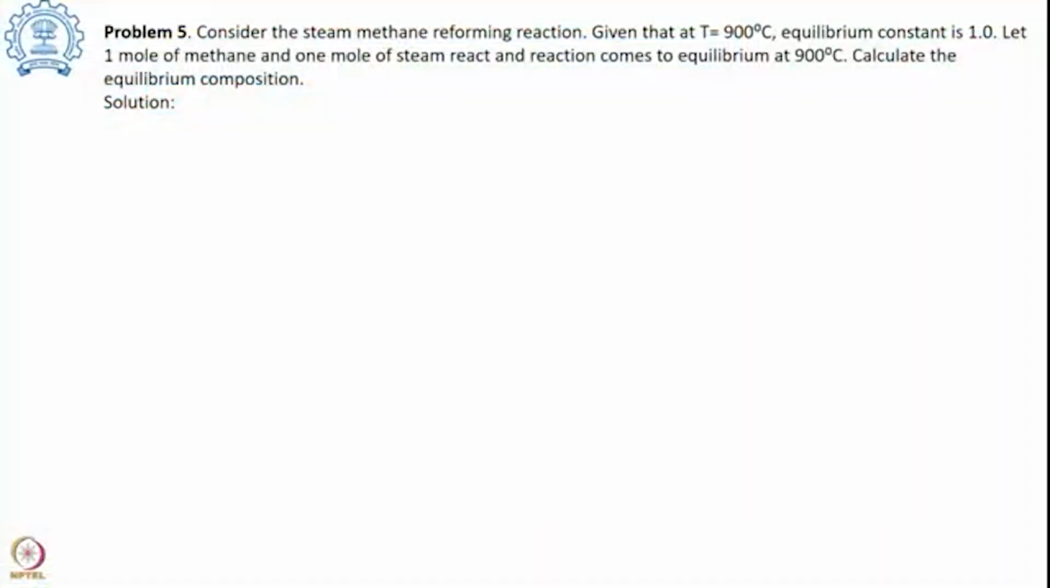Now, let us look at one more problem, which is on steam methane reforming. Consider the steam methane reforming reaction at a temperature of 900 degree centigrade, with an equilibrium constant of 1. Let us assume that 1 mole of methane and 1 mole of steam react together and come to equilibrium at 900 degree centigrade. So, we have to again calculate the equilibrium composition.